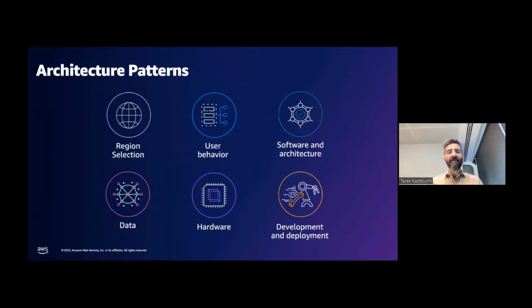Those architecture patterns are the region selection. By the way, I'm going to talk about each one of them in detail. The region selection, the user behavior, the software and the architecture, the data, the hardware, and the development and deployment. Let me start with the region selection.